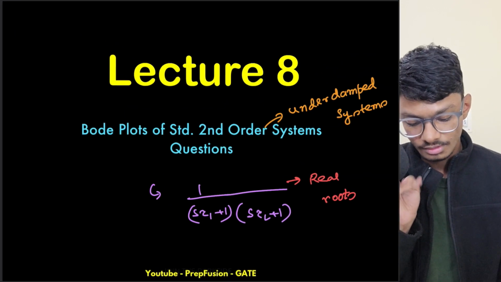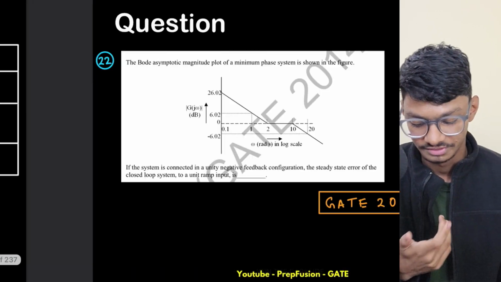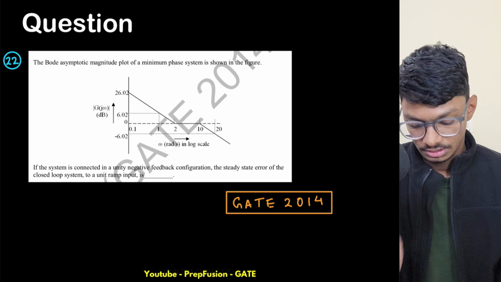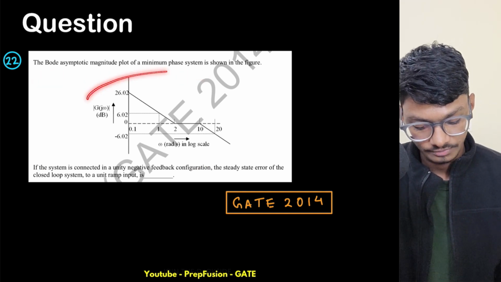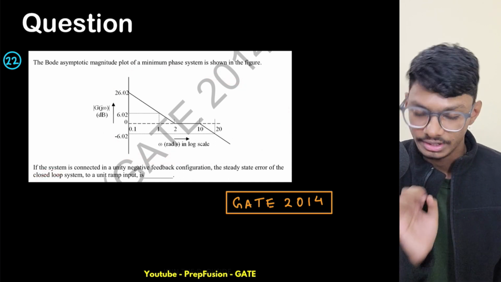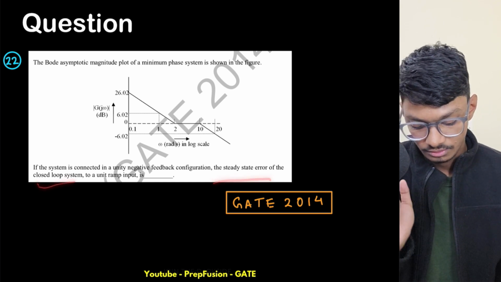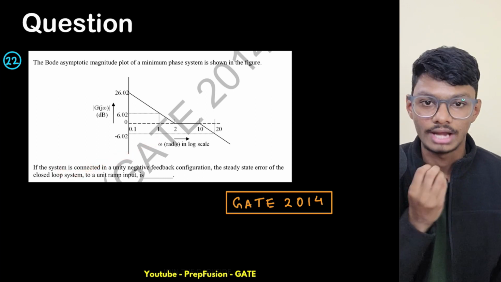Before that, obviously I gave you a homework, so we have to complete that first. So this was the homework. I hope you have done it. The Bode asymptotic magnitude plot of a minimum phase system is shown, and the system is unity negative feedback. What will be the steady state error of the closed loop system for a unit ramp input?